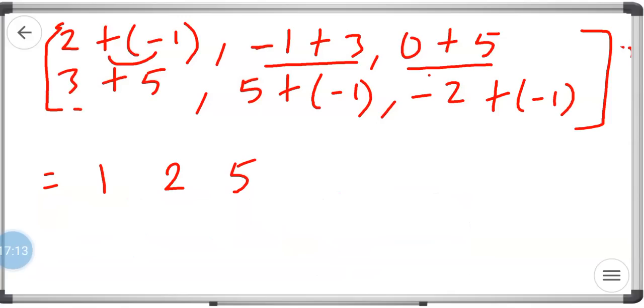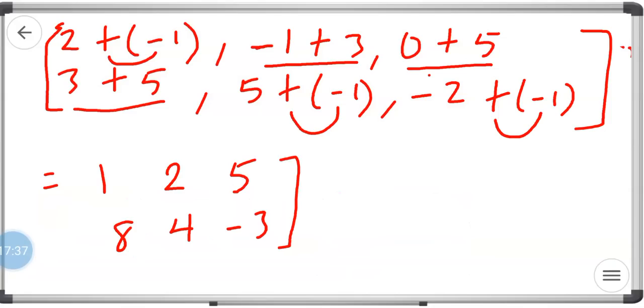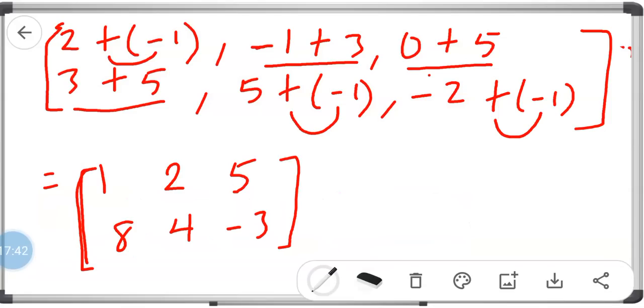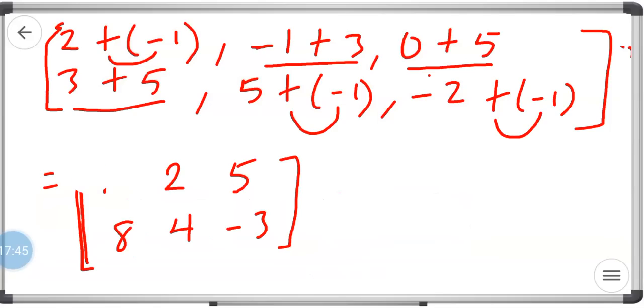And here we have 3 plus 5, that's 8. From here we have plus times minus, that's minus, so 5 minus 1 is 4. And here plus multiplied by minus is negative, so minus 2 minus 1 is minus 3. And this is the final answer: 1, 2, 5, 8, 4, minus 3.